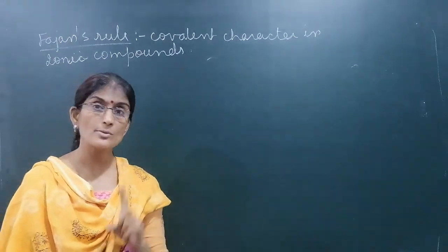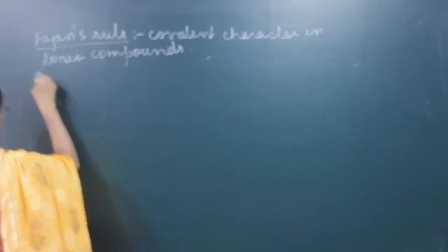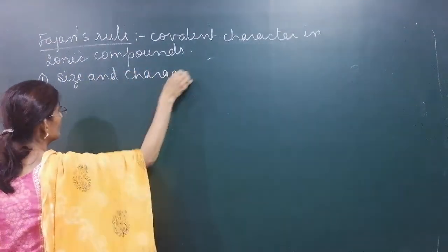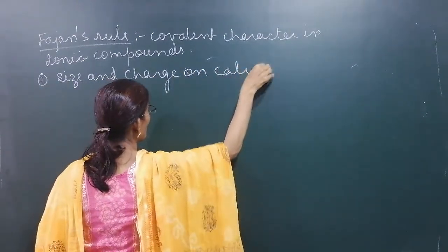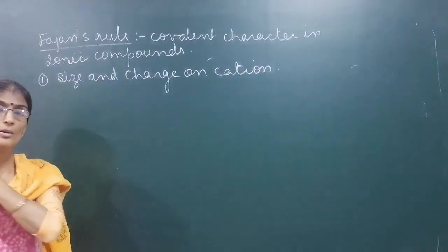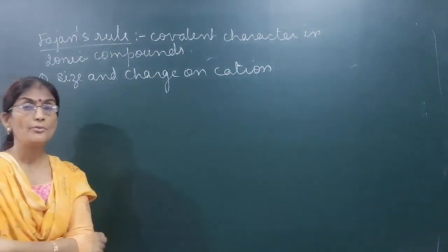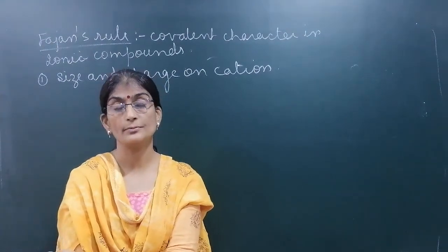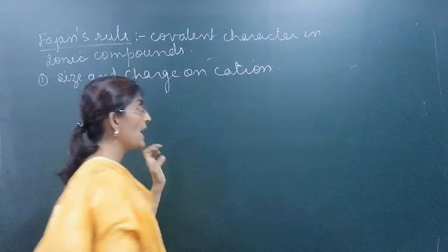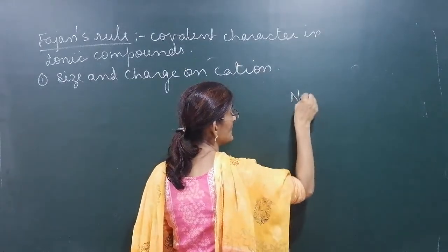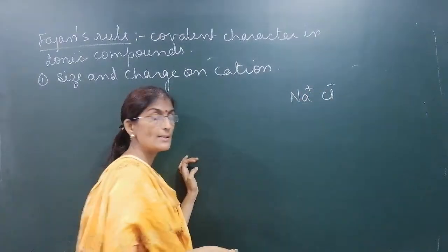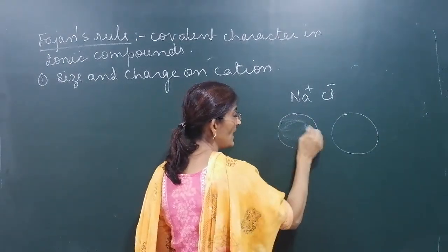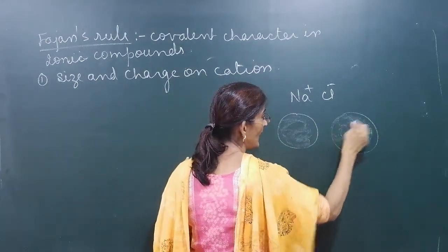First is size of cation, and charge on it. If the size of cation is small, then its polarizing power is more. Polarizing power means, suppose we take the example of NaCl. This is Na plus and Cl minus. This is the electron cloud of sodium, and this is the electron cloud of chloride ion. And they are spherically symmetrical electron clouds.